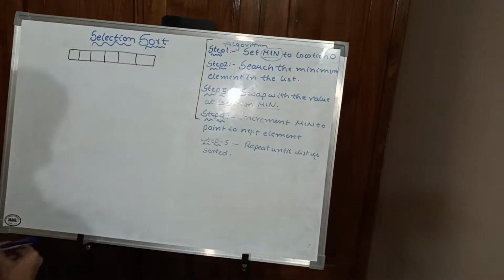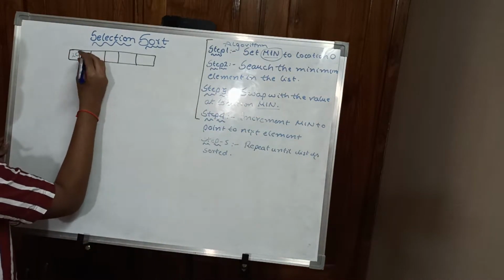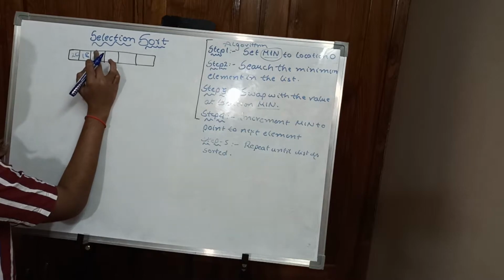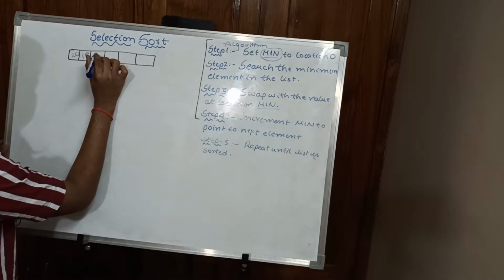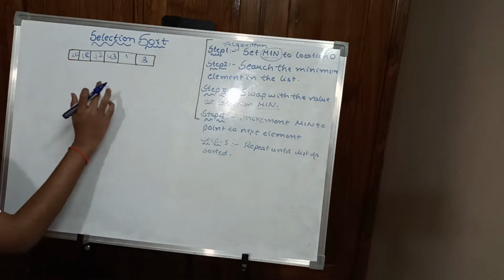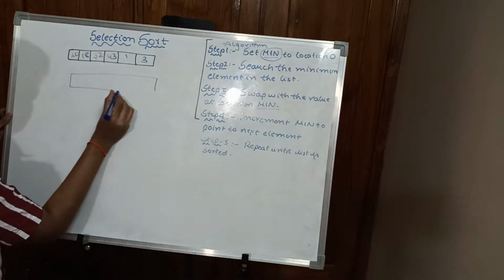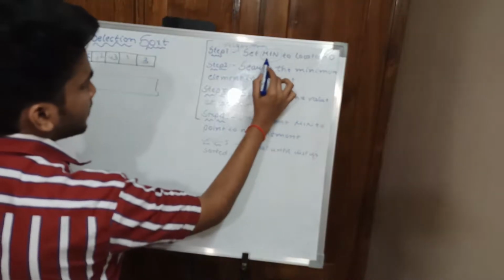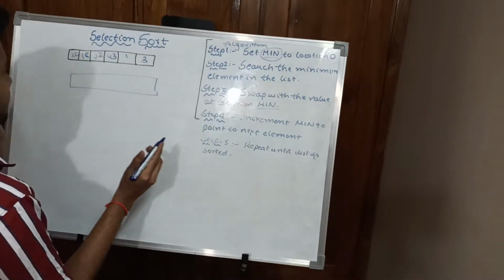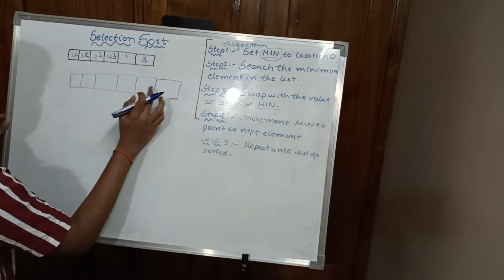So here I am taking some elements, anything, randomly: 20, 18, 32, 43, 1 and 3. Everything is ascending, descending, right? So I have taken 6 elements here. Now, see how it works. Set the minimum to location 0. Leave that algorithm, just check how I proceed with the things. 1 2 3 4 5 6.